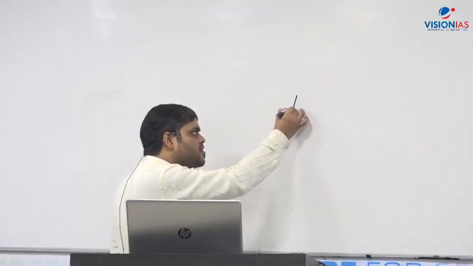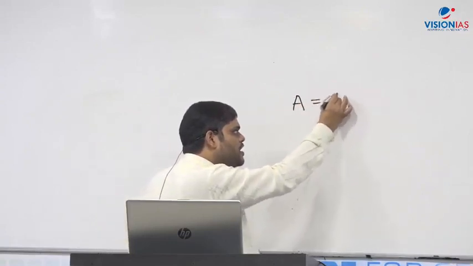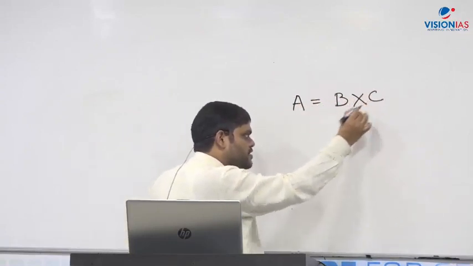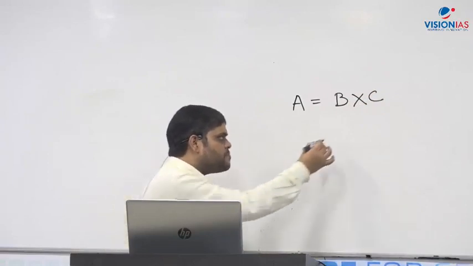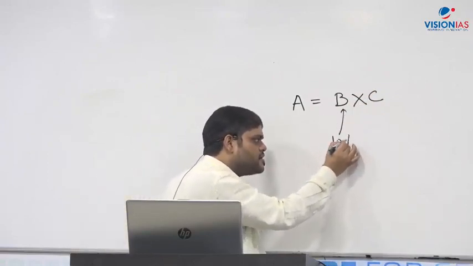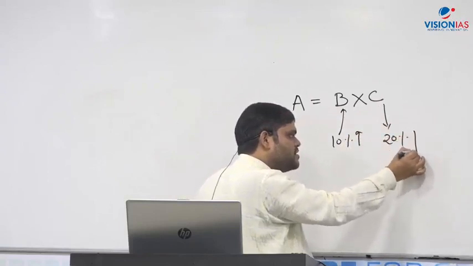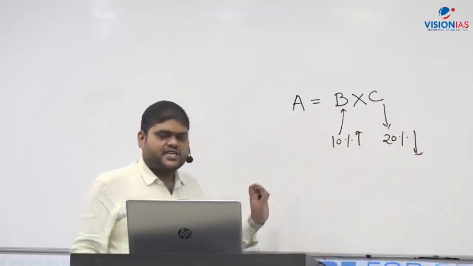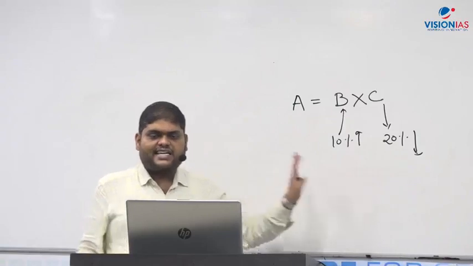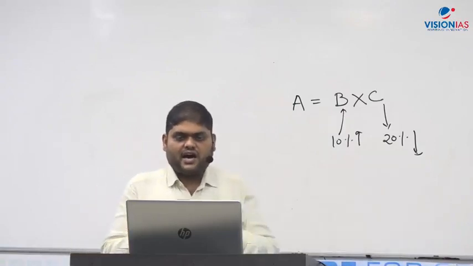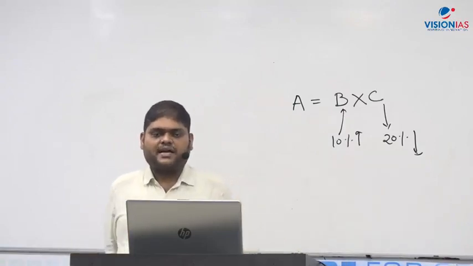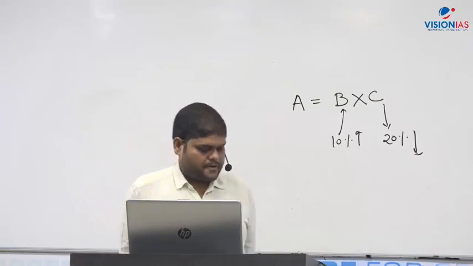Okay. Now we have just discussed A equals B into C. So if there is a 10% increment here and a 20% decrement here, this is the case of successive increment and decrement.